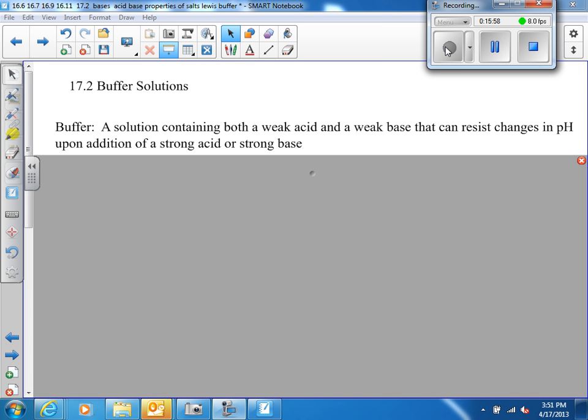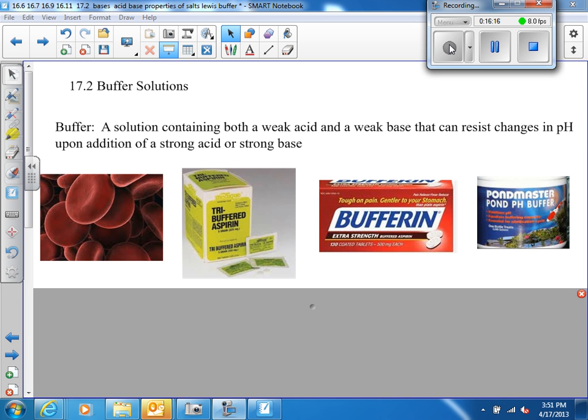Okay. Now we're going to do 17.2 buffer solutions. What's a buffer? Well, it is a solution containing both a weak acid and a weak base that can resist changes in pH upon addition of a strong acid or strong base. So here are some examples of where buffers exist in nature, like in every human being, in every mammal. Blood. Our blood is buffered with a phosphate system.